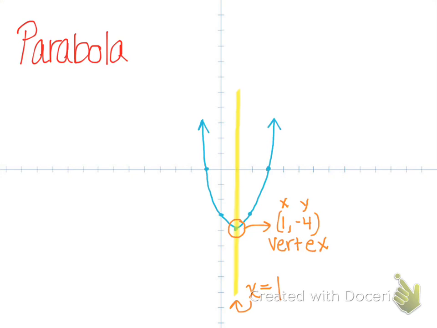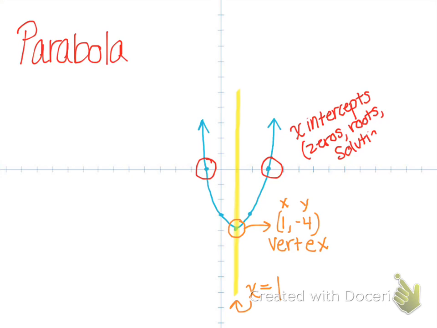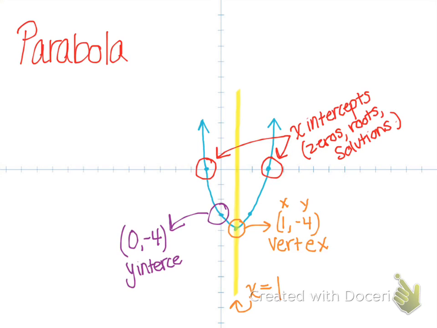All right, another feature of the graph are going to be our x-intercepts. These are also called zeros. They could be called zeros, they could be called roots, and they also just could be called the solutions. And we're going to get onto that and why you can call it many different things a little bit later. So, where it crosses the x-axis, we have our x-intercepts. We also need to identify where it crosses the y-axis, and this point is 0, negative 4, and since it's the y-intercept, 0 is always going to be our x value.